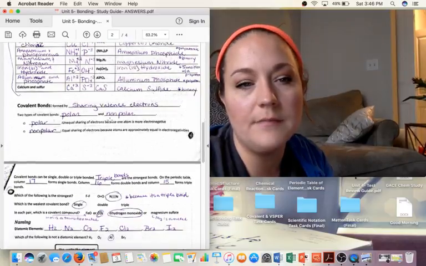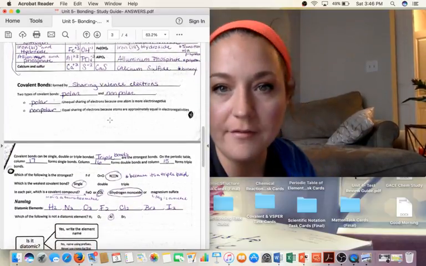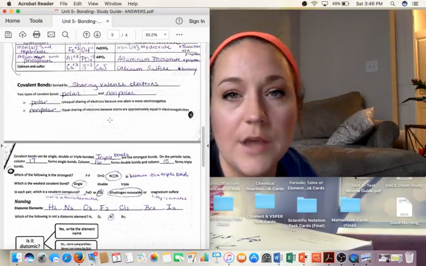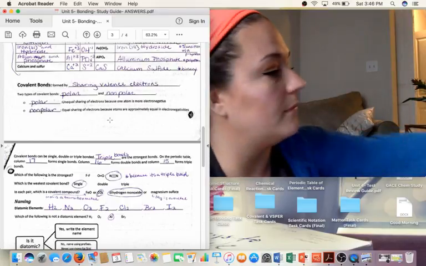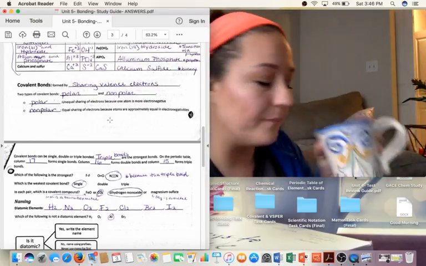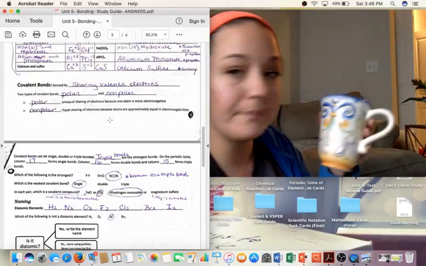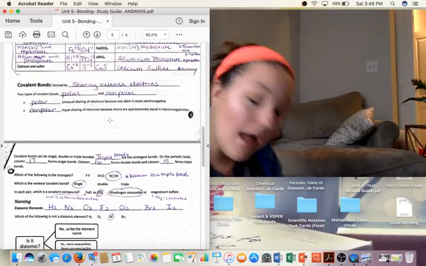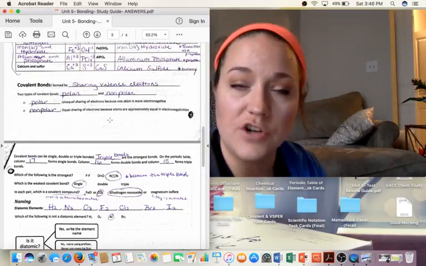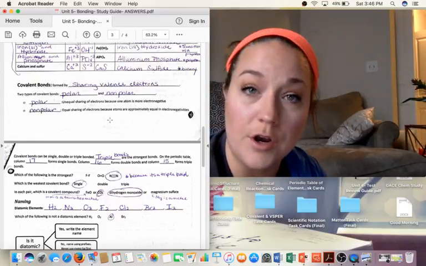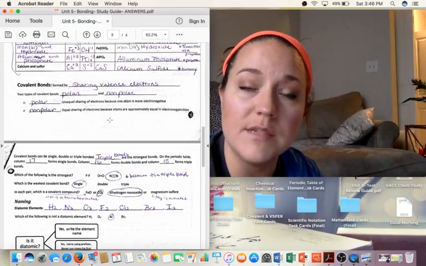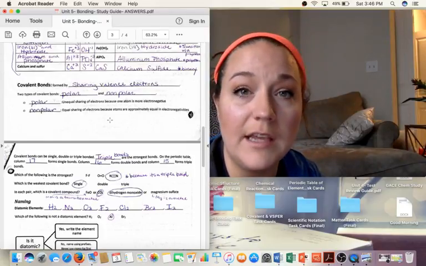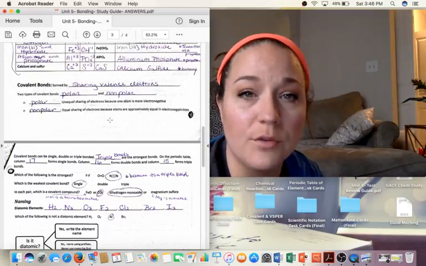The next one is Fe in parentheses OH close parentheses 3. Coffee, sorry. So, OH is a hydroxide. It has a -1 charge, thus you need 3 of them to equal the fact that Fe, iron, has a +3 charge.